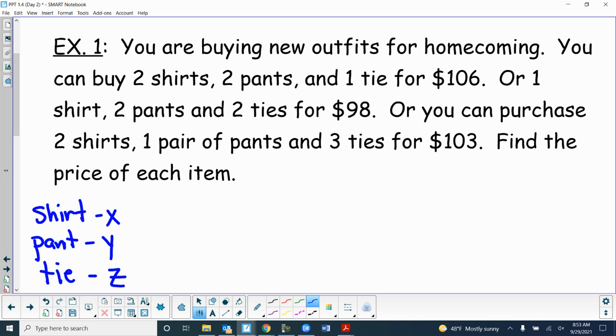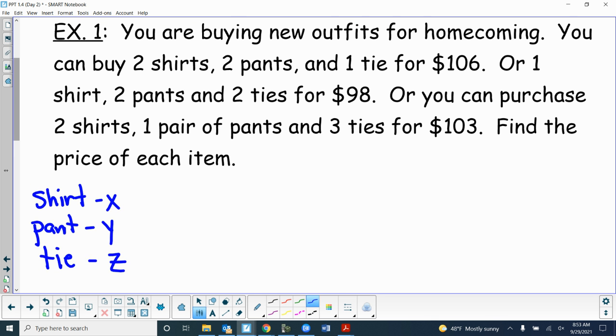All right, so again, if you want to use S for shirt and P for pants and T for tie, that's okay. But I just did X, Y, and Z. All right, so what's my first equation? Caleb Collins. I started writing Z here. You are correct. Equals what? You guys see that? You don't have to put the 1 in front of the Z if you don't want to.